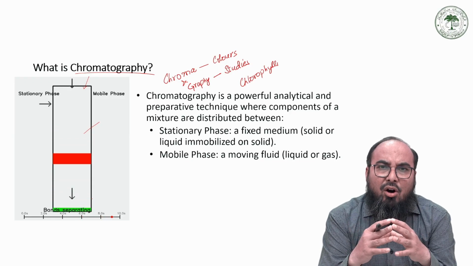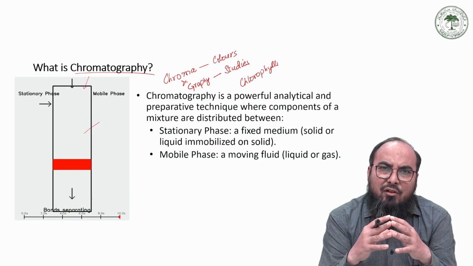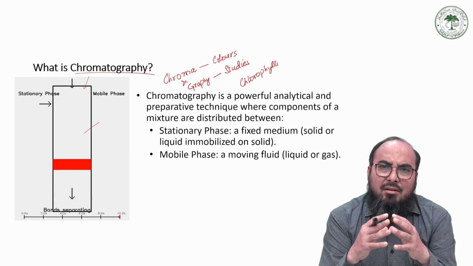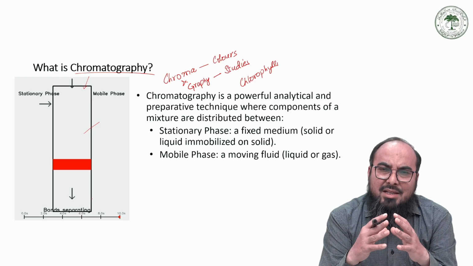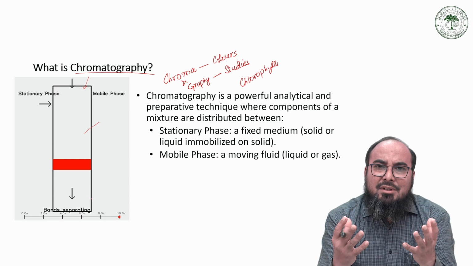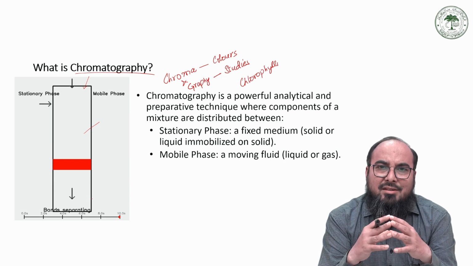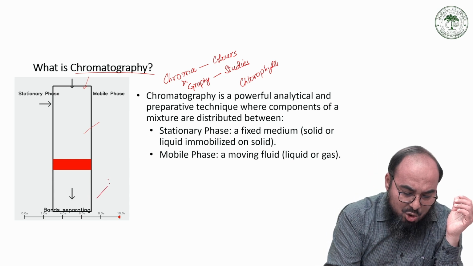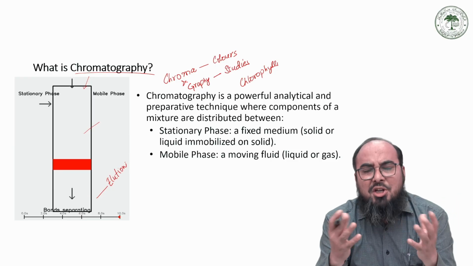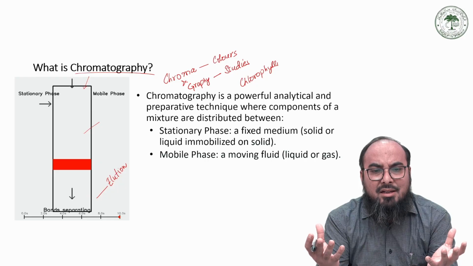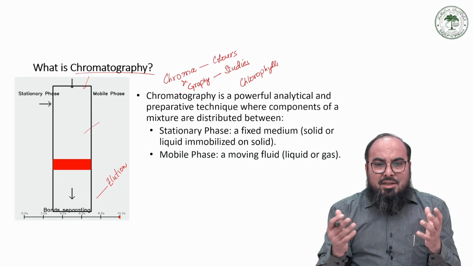The movement of your mobile phase is by the action of gravity, and the passing away of the mobile phase is called elution. Elution may be simply defined as the washing away or simply passing away.